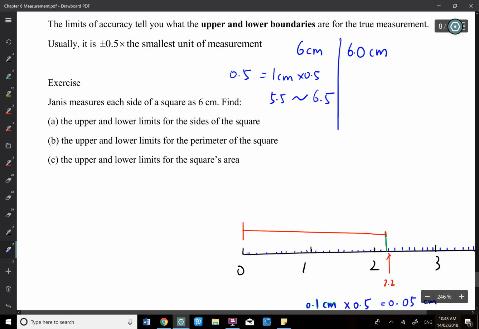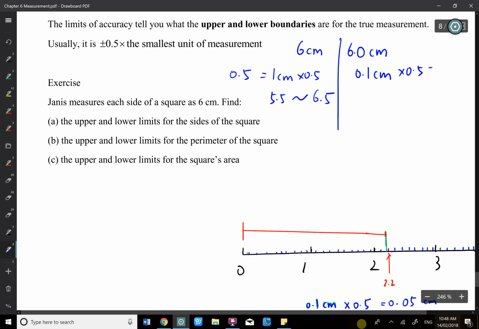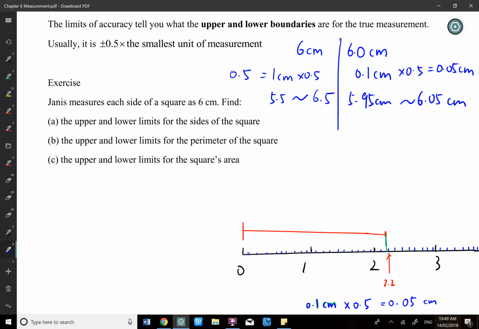So for the 6.0, 0.1 centimeter is the lowest measurement unit. So you can see from that I have 0.1 centimeter. That times 0.5, you have 0.05 centimeter. It's more accurate, there's not much error when you calculate that. So that's 5.95 centimeters to 6.05 centimeters. It is restricted to a smaller range.